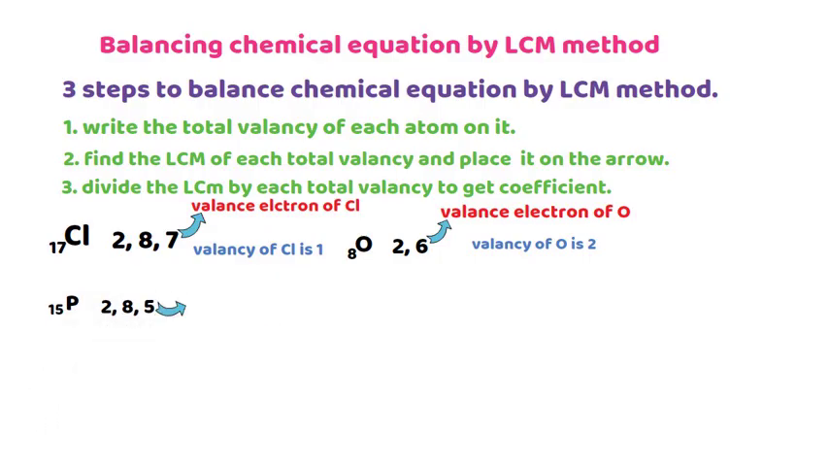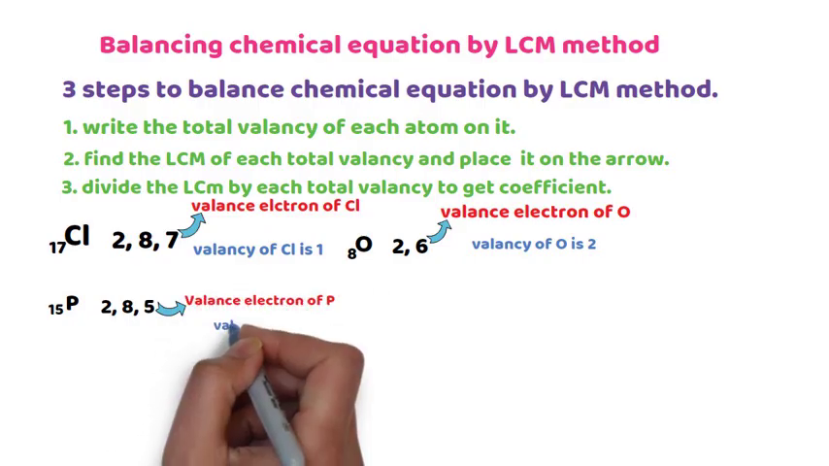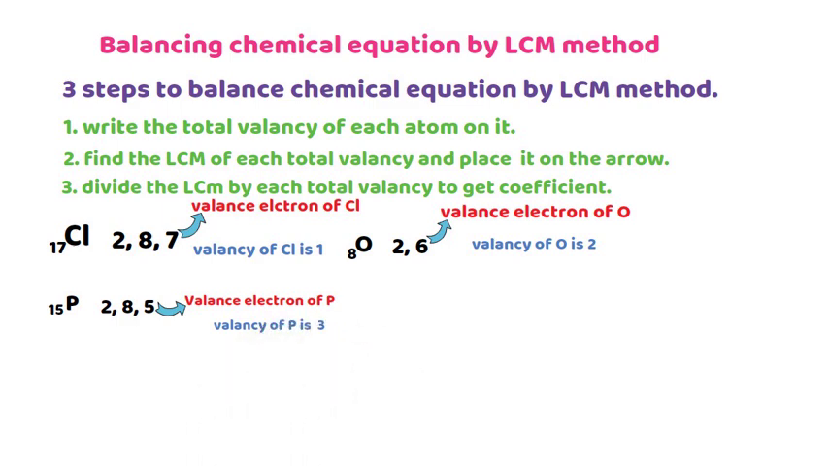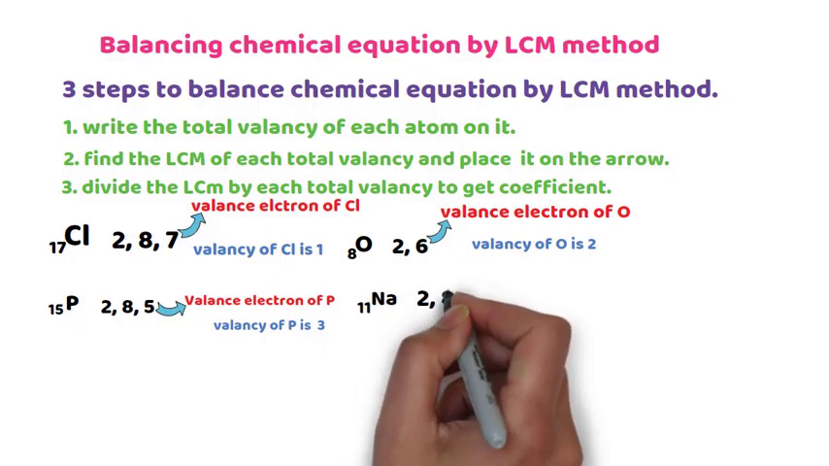Phosphorus, its atomic number is 15, and its electron configuration is 2, 8, 5. The valence electron of phosphorus is 5, and its balance is 3. This means that phosphorus needs 3 electrons to attain 8 electrons in the outermost shell.